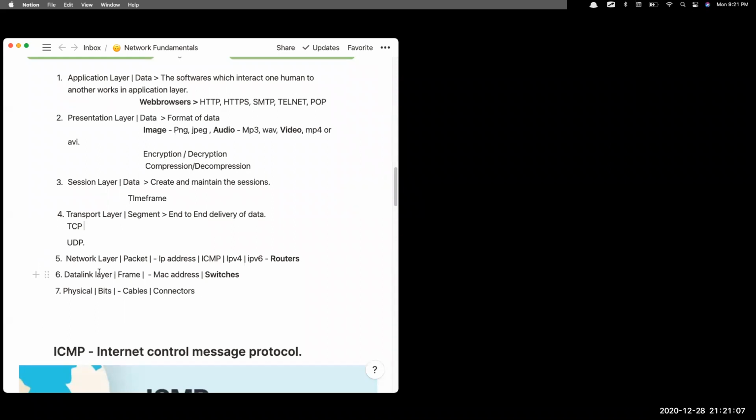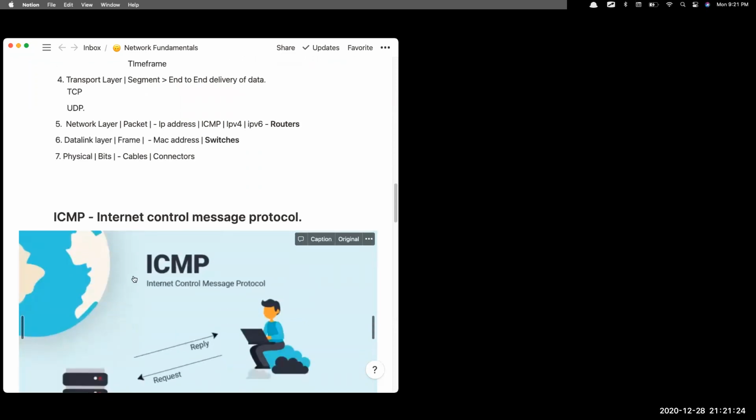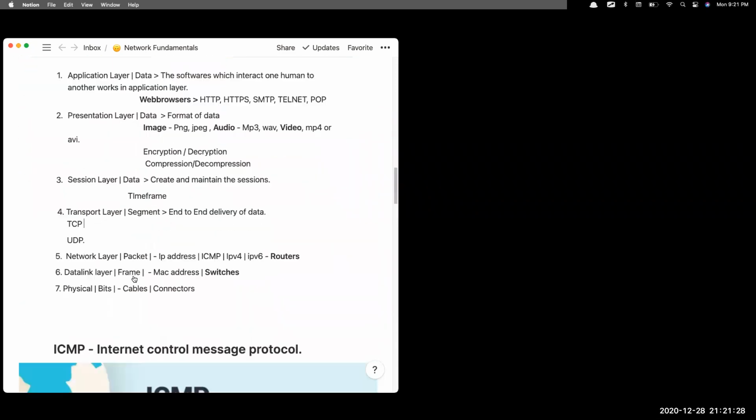Then we have the data link layer, which adds the MAC address information in the packet, and that is known as a frame, and switches work on this layer. And physical means your cable connections, all connectors come under the physical layer. So this is the overview of this OSI model.